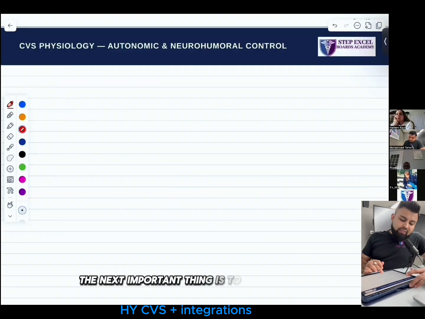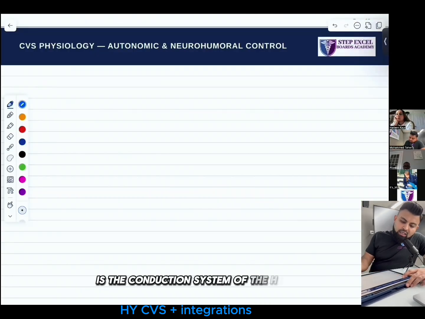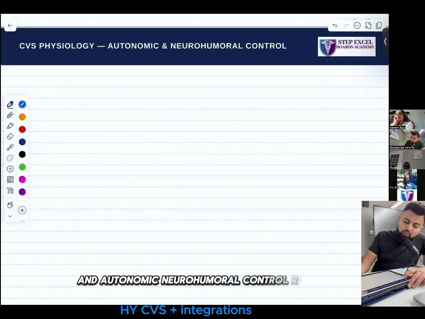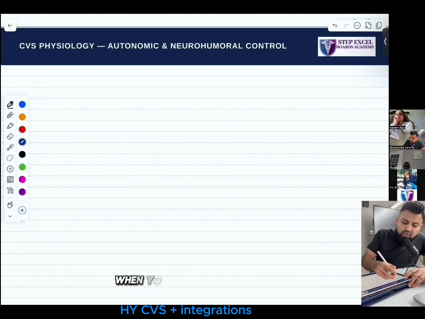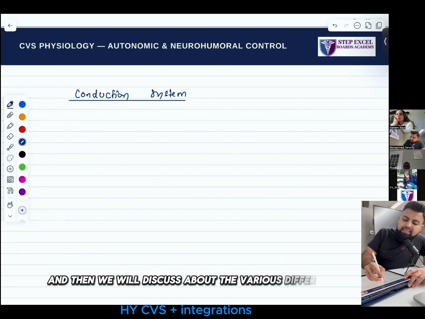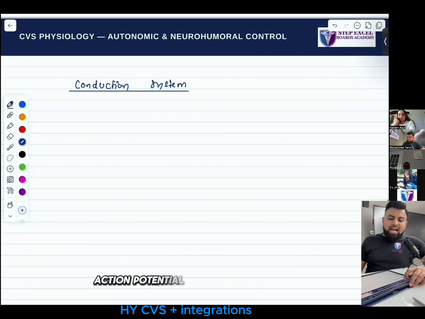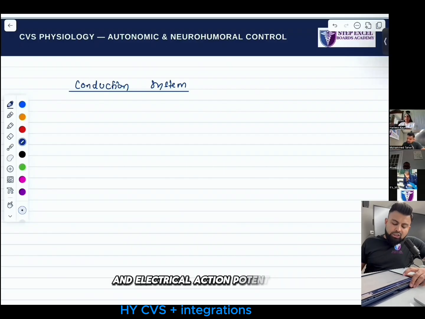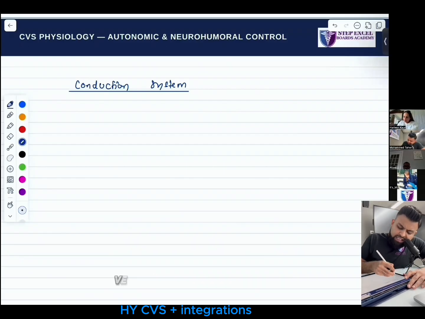The next important thing to discuss is the conduction system of the heart and autonomic neurohumoral control, right? So, the conduction system of the heart: basic thing first we will study, and then we will discuss the various action potentials, ventricular and electrical. So conduction system, very simple, very easy.